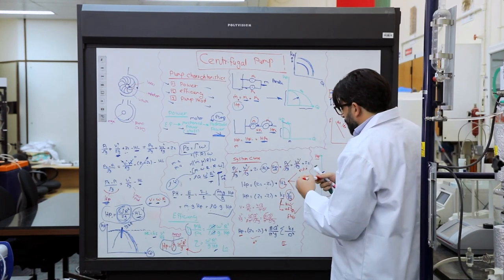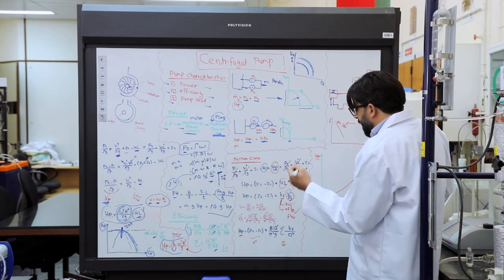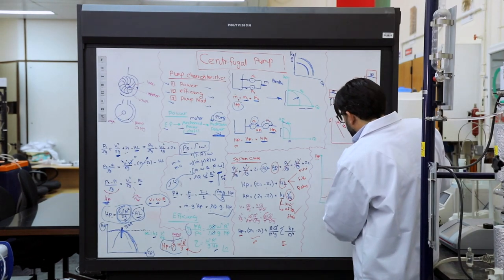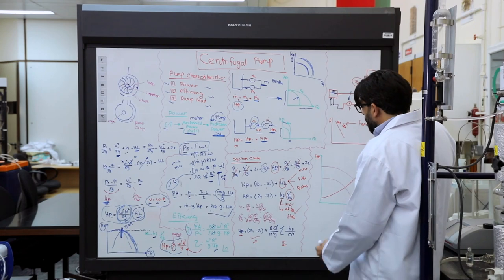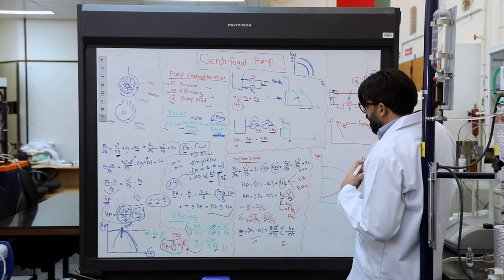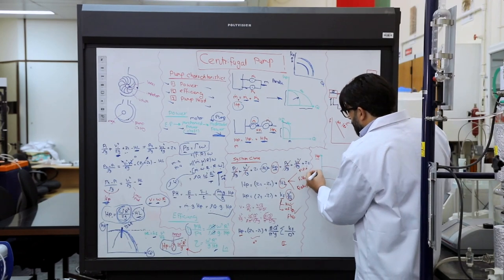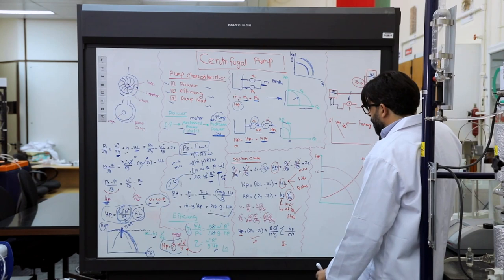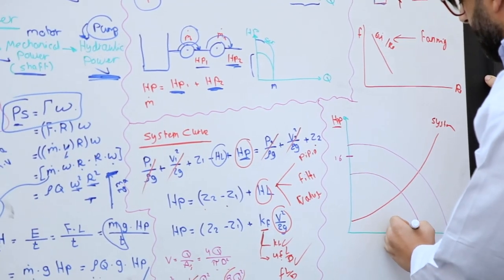So you can compare. Suppose that I have two pumps, two curves, and I want to compare. The first pump, the curve is like this. The second pump, the curve is like this. Now, suppose that I want to have a head of 16 meters. So suppose this is 16 meters, okay? And the flow rate is, suppose it's 40, for example.